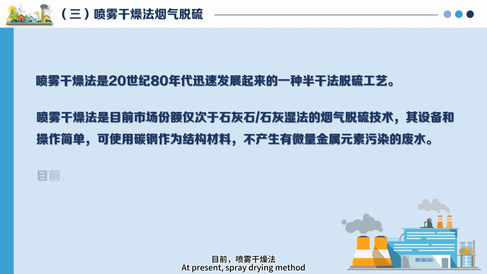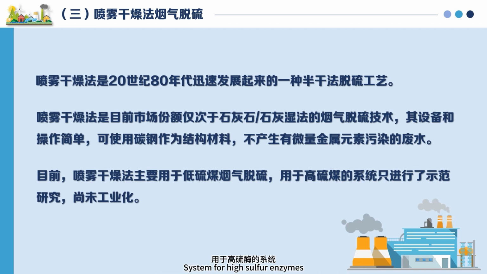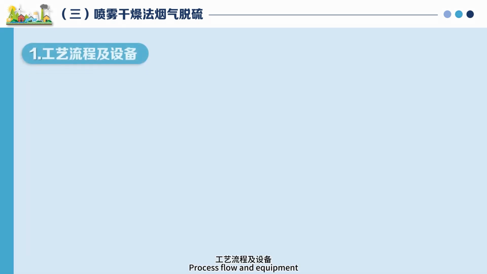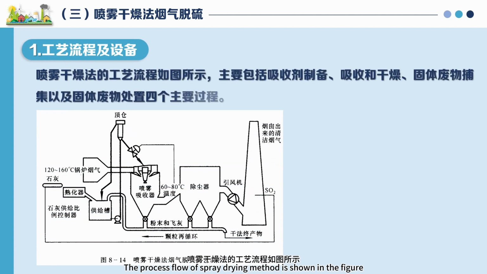At present, the spray drying method is mainly suitable for flue gas desulfurization of low sulfur coal. Systems for high sulfur coal are only conducting exemplary research and are not yet industrialized. Process flow and equipment. The process flow of the spray drying method is shown in the figure, mainly including the four main processes of preparation of absorbent, absorption and drying, solid waste replenishment, and solid waste disposal.